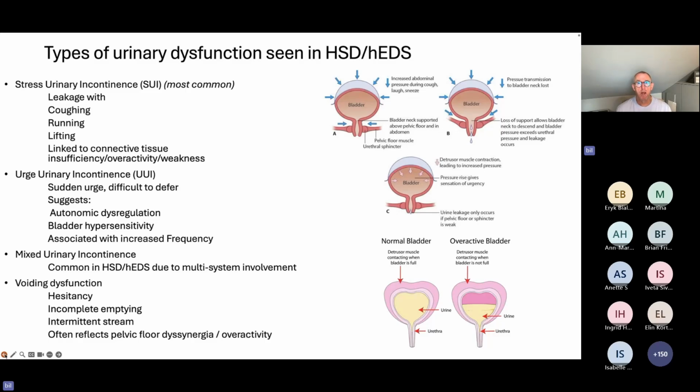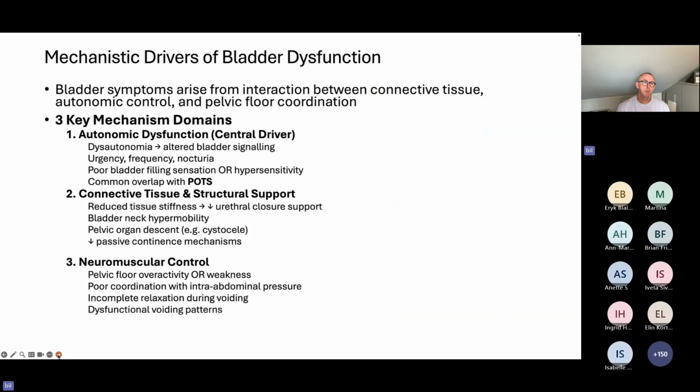Fatigue plays a role. Bladder irritation plays a role, perhaps more in these patients, and sometimes a sense of connectivity or interoception of what's happening between their pelvic floor and their bladder incontinence is tougher than in the general population. So we can have mechanistic drivers of bladder dysfunction. They arise from the interaction between connective tissue, autonomic control, and pelvic floor coordination. So we get three key mechanisms.